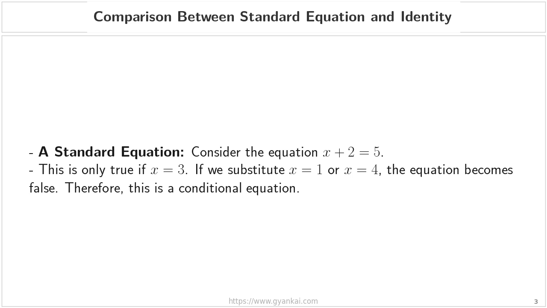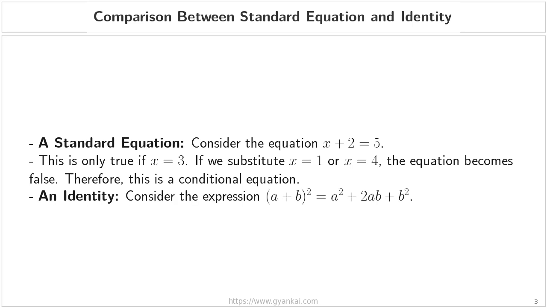If we try to substitute other values, like x equals 1 or x equals 4, the equation becomes false. Because this statement is only true under a specific condition, specifically, when x is 3, we refer to this as a conditional equation. On the other hand, let's look at an identity.